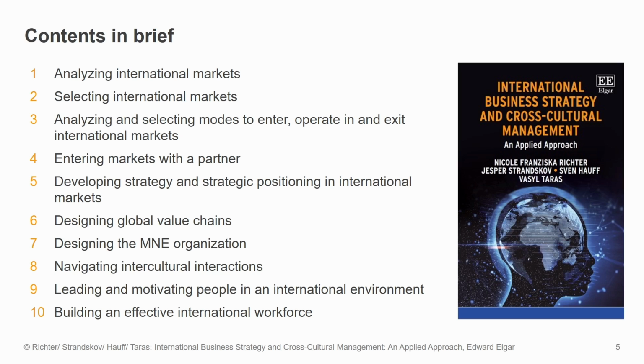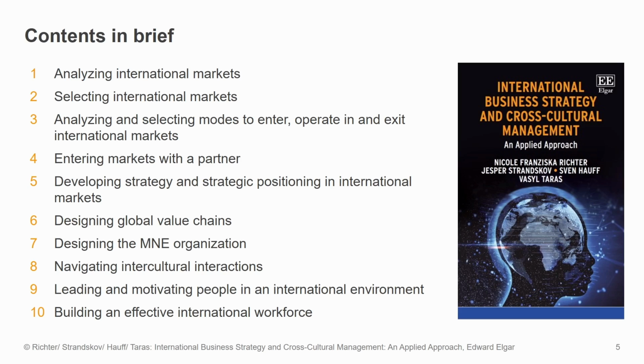We have a topic on developing strategy and strategic positioning in international markets that revolves a little bit more around typical strategy topics. We cover in chapters 6 and 7 global value chains and organizational topics. So how do we design the global value chains in these worlds, covering also key aspects when we talk about sustainability and corporate sustainability, corporate social responsibility in global value chains, and designing organizational structures in these multinational firms.